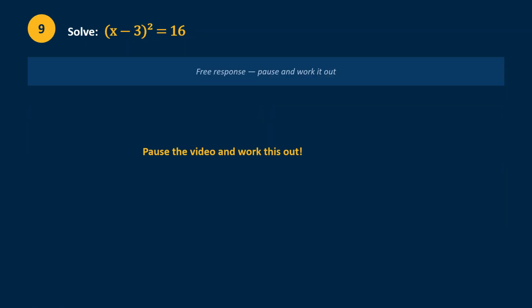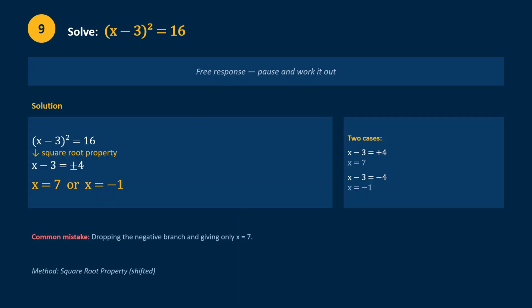Question 9. Solve the equation x minus 3 all squared equals 16. This is a free response question. Pause and solve it on paper. Take the square root of both sides. X minus 3 equals plus or minus 4. That gives 2 equations. X minus 3 equals 4, so x equals 7, and x minus 3 equals negative 4, so x equals negative 1. The 2 solutions are x equals 7 and x equals negative 1.